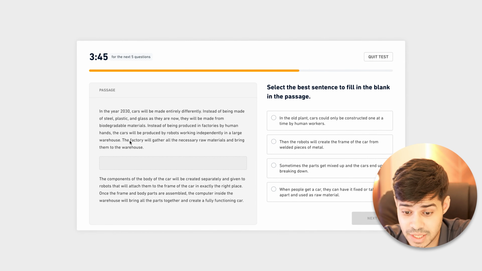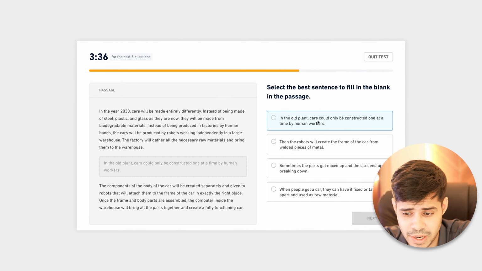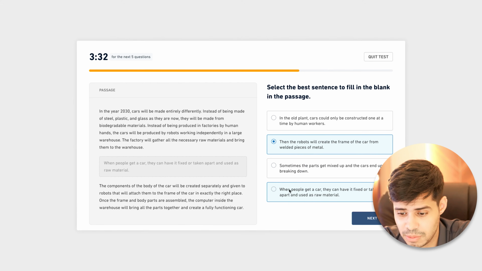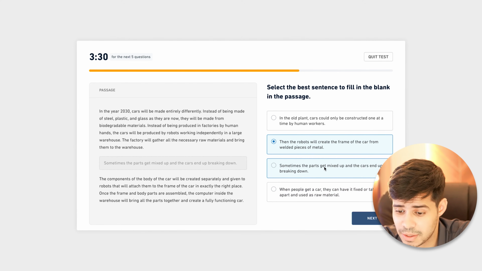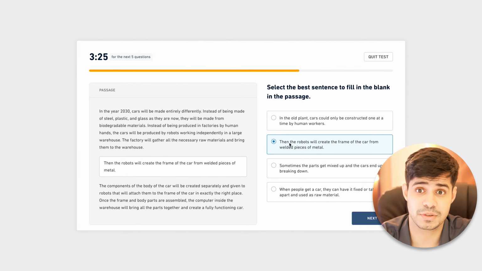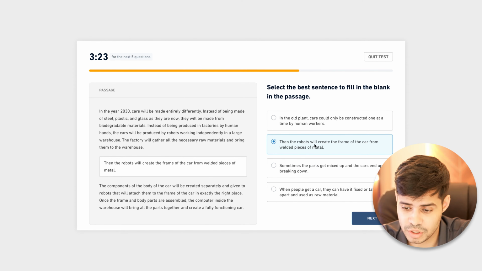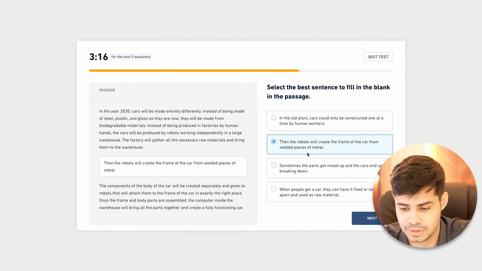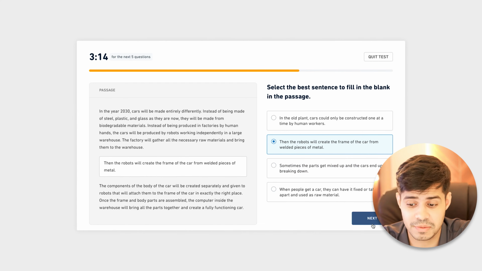Basically, what we have to connect is that all the necessary raw materials are taken to the warehouse, and then the components of the body and car will be created separately. So something is happening in between. Then the robots will create something, right? That's not important. What's really important is that a step is missing and we have to fulfill it. So the robots will create the frame of the car, right? And the frame is something that the things get attached to. So this makes sense: they will create the frame of the car from the welded pieces of metal.